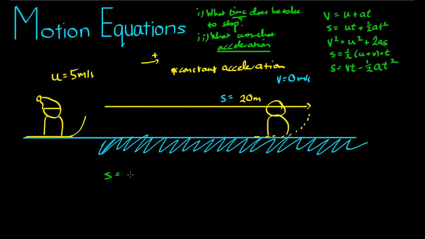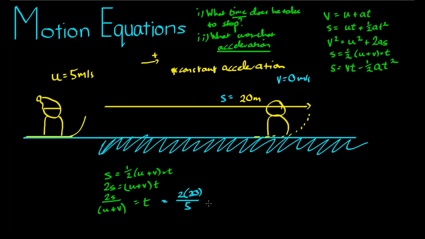We start out with S equals a half, U plus V, times T. Therefore 2S is equal to U plus V times T. Therefore 2S over U plus V is equal to T. Let's pop in our real values now. That's equal to 2 times, well, S is equal to 20. And U plus V is equal to 5.